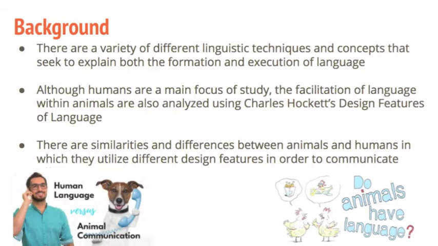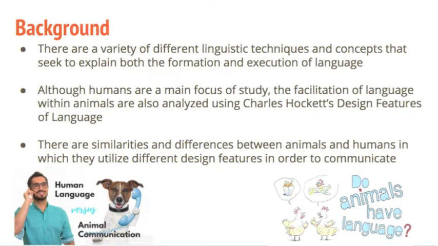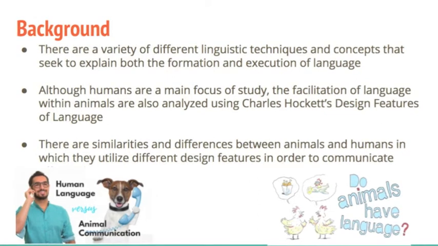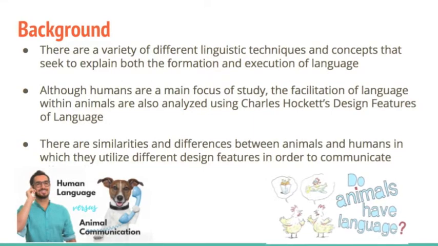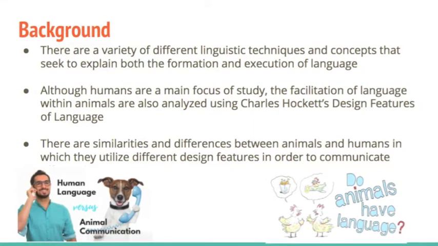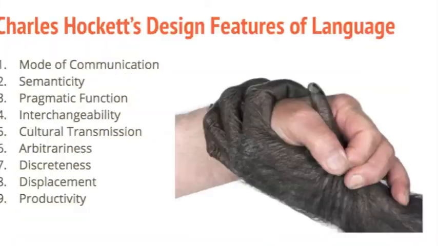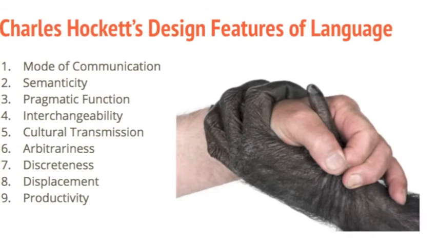Every species in their own way has a communication system that they use to produce their thoughts, feelings, and ideas. However, these systems and their capabilities vary depending on species. In order to compare the communication system of animals and humans, we will address the similar and different design features that each system uses. Overall, this study will focus on 9 of Charles Hockett's design features of language.